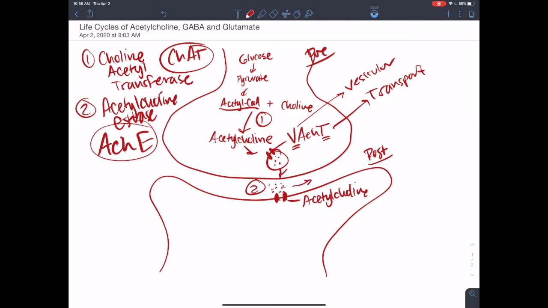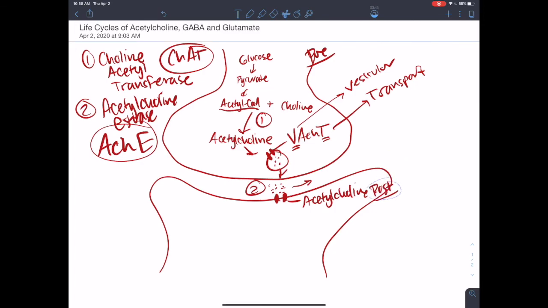And it degrades it into two products, right? That's going to be acetate plus choline. There's actually a transporter. I don't really think I want you to know the name of this, but there's a transporter that gets choline back into the presynaptic neuron to then be combined with more acetyl-CoA to make acetylcholine again, and then it's released again, and the whole cycle continues in that manner.